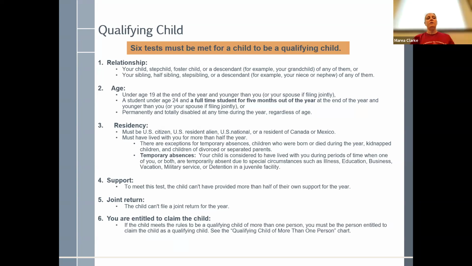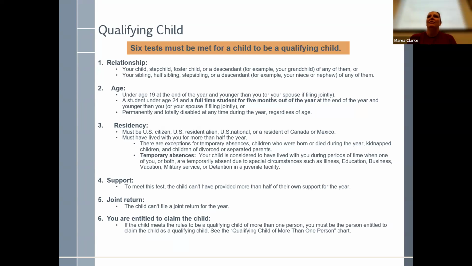To meet the criteria to be a qualifying child, the child can't have provided more than half of their own support. They can't file a joint return, and whoever's claiming them must be entitled to claim them. And as you can imagine, in a very litigious US population, there is a whole list of, well, if this is the situation, then this person can claim them. And if this is a tie, then this is how we tie break that. If that is a tie, then this is how we tie break that. That's all in the 4012. I'm not going to go through it ad nauseam, but there is a whole list of tiebreaker rules to figure out who is actually entitled to claim them or not.